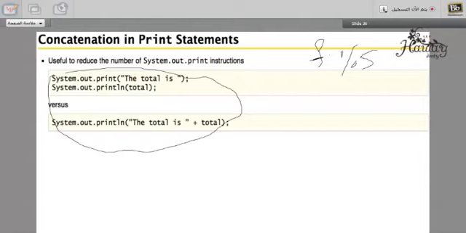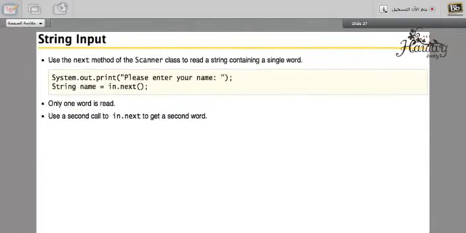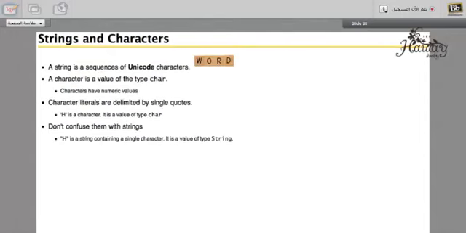Now, we've taken examples like these. If you want to print out a total, for example, you can put total, or you can have a plus total. We've talked about this before, so I'm sure you understand these. What do we have here? This is the way you enter. If you go back to the variable that says in, we put dot next. Dot next will allow you to type in a string.